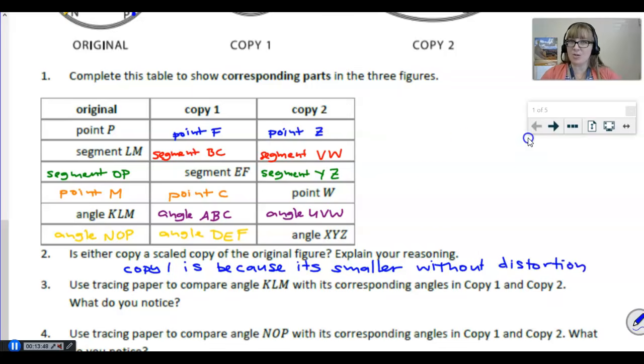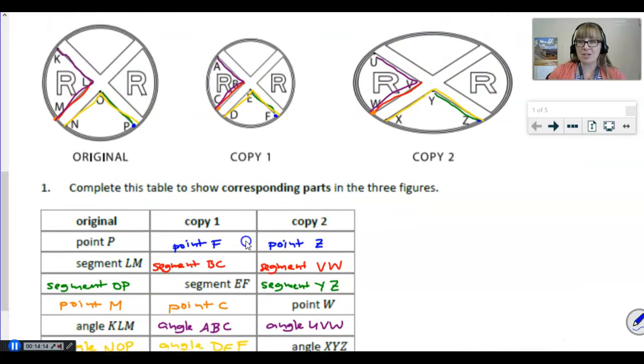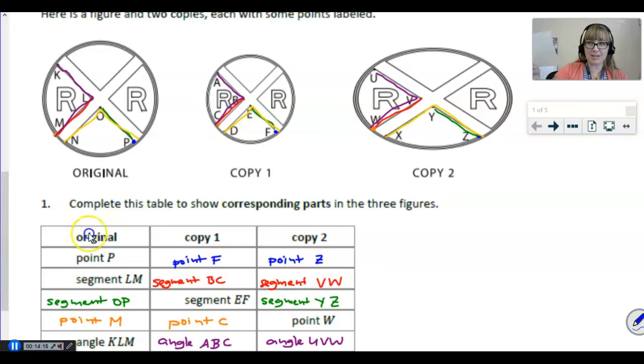And this is where I'm going to switch over to the applet for you online learners. It does say use tracing paper to compare angle KLM with its corresponding angles. Let me show you what I mean by tracing paper. You can see this paper is pretty thin. If you look very closely, you can see my fingers behind it. And so we use that to place over our paper and trace on it. That way we can move things around and put it in different positions. So imagine I've got tracing paper and I'm placing it right here on the original figure.